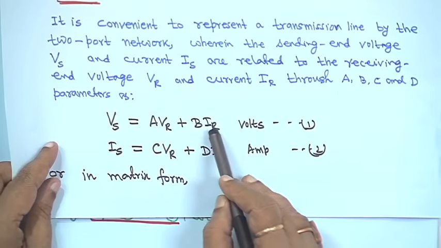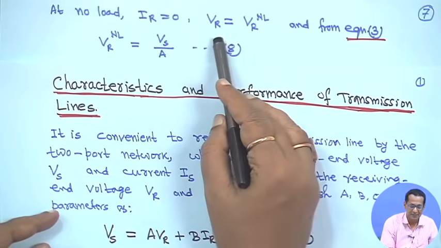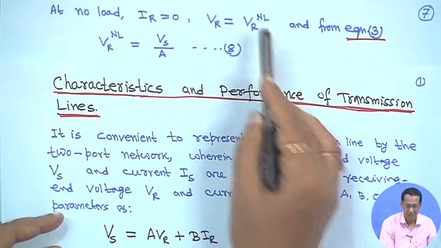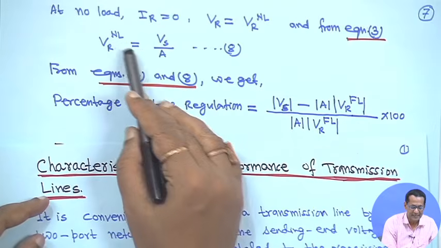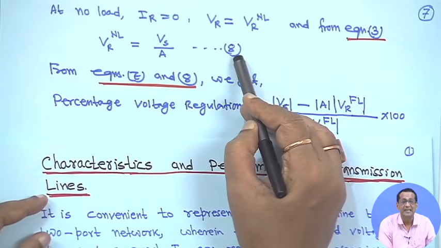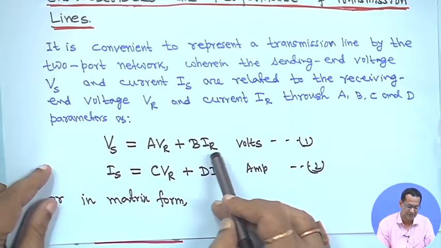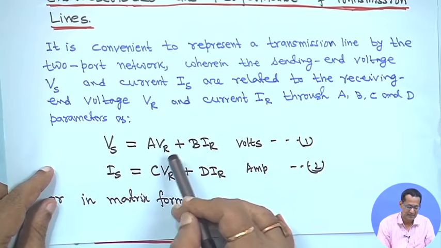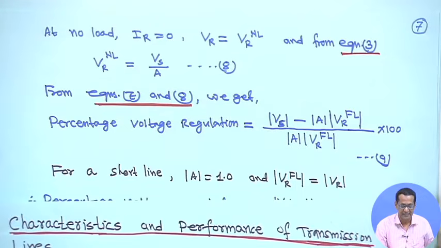So, at no load when IR is equal to 0, in equation 1 you put IR equal to 0 and VR equal to VRNL, the no load voltage. Then you will get VRNL is equal to Vs upon A. This is equation 8. This is understandable: from this equation only, put IR equal to 0 and VR equal to VRNL, so you will get VRNL is equal to Vs upon A. This is equation 8.